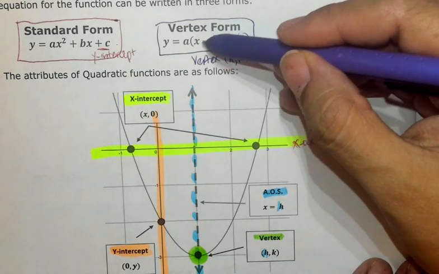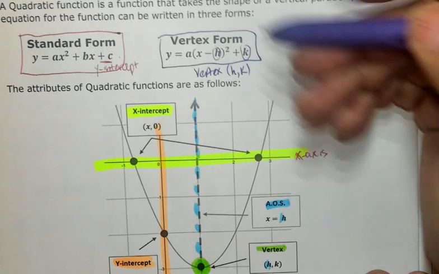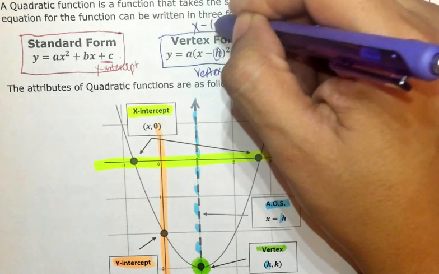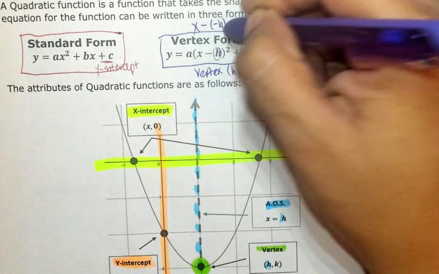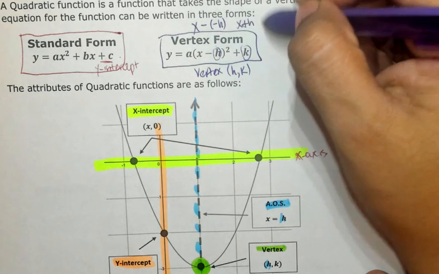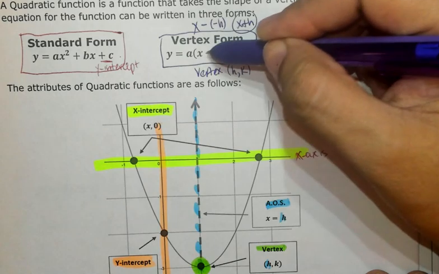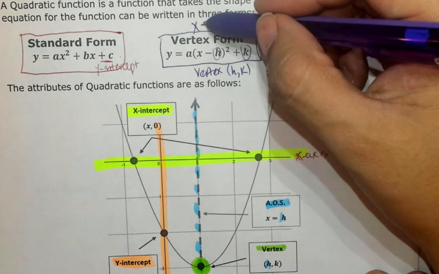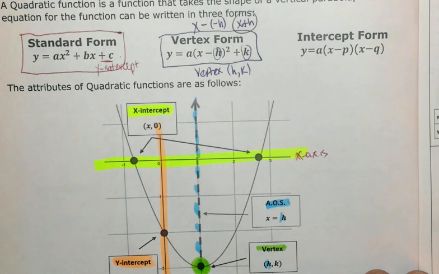Because if you have an x minus a negative H, then that becomes a positive right here. So it will look like x plus H. So whenever it looks like x plus a number, it's actually x minus a negative number.